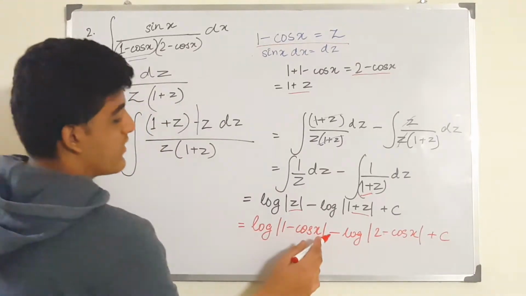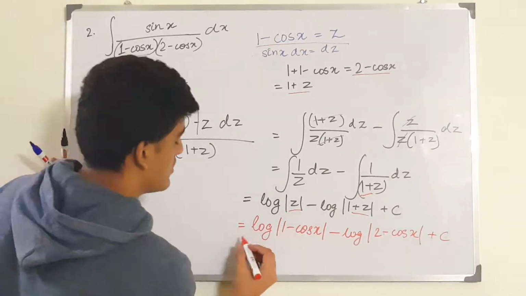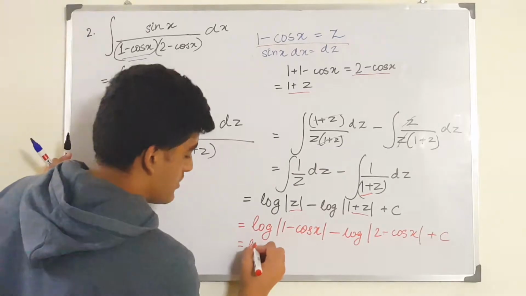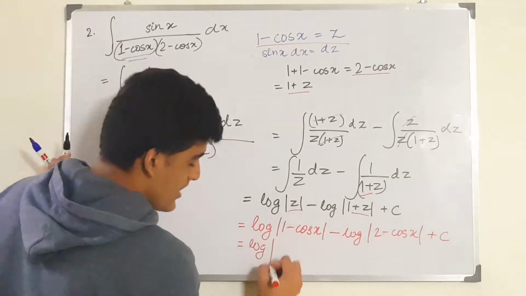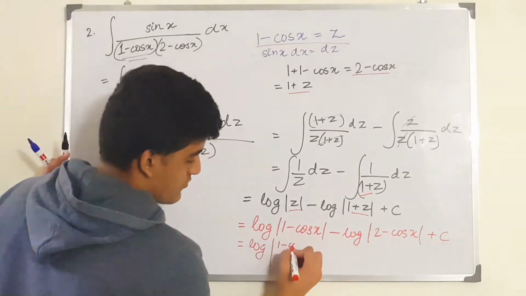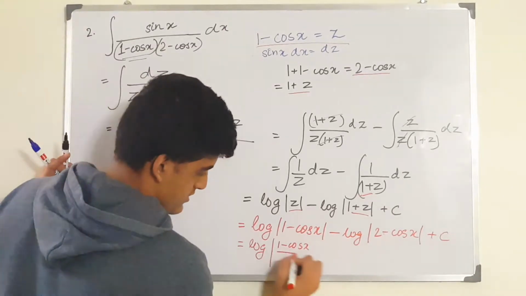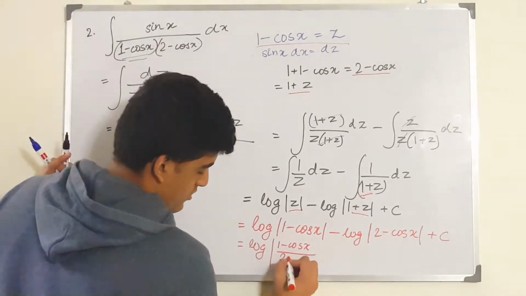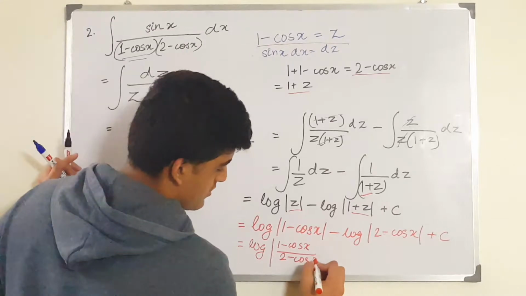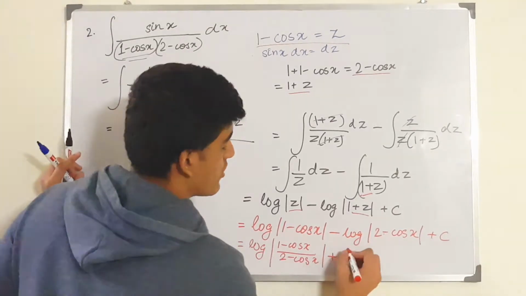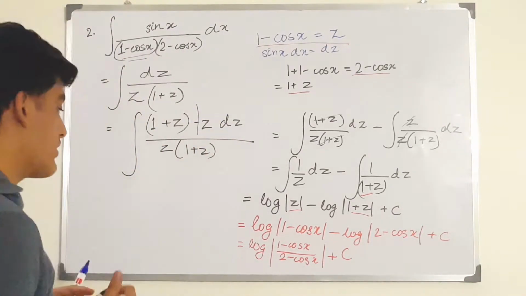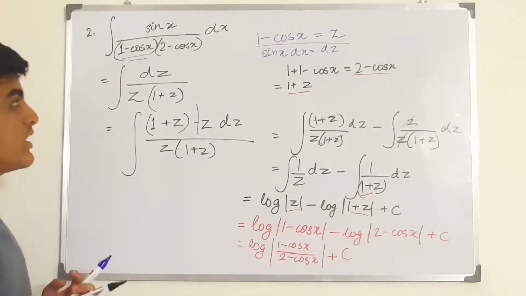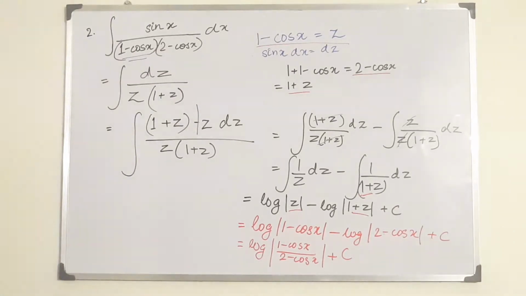Now since we have a negative between the logs, we can write it like this. It's a logarithmic rule, we can write it like this. So this is the final answer that we get from this sum.